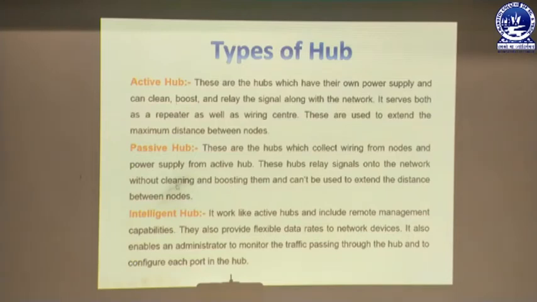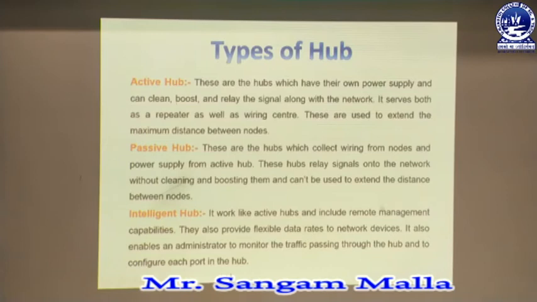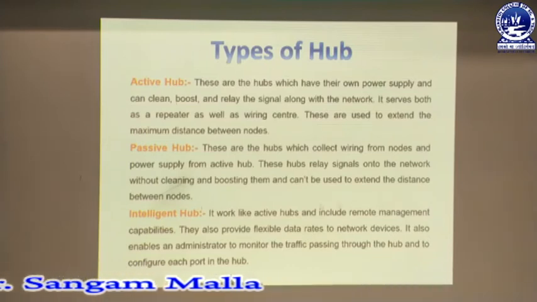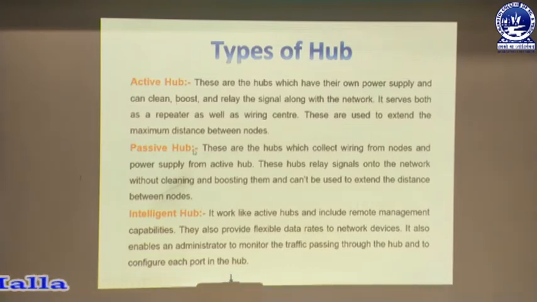That means if there is any network congestion, they will not clean the signal or the path, and they will not be used to boost the signals. That means we cannot use the passive hub to increase the energy level, and they cannot be used to extend the distance between the nodes. That means the distance between nodes cannot be extended by using the passive hub as compared to the active hub.